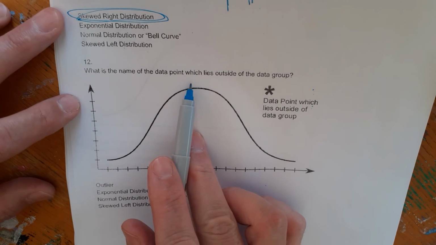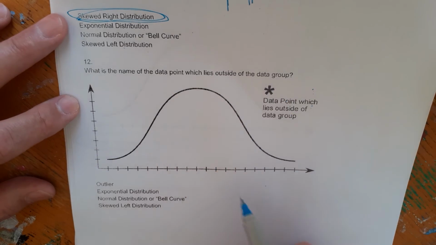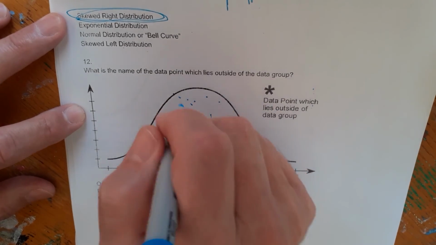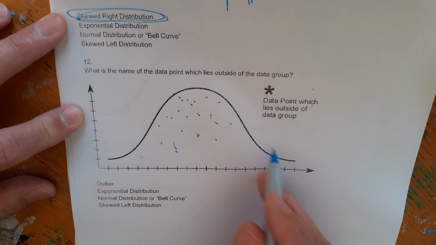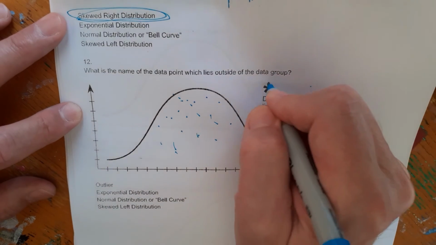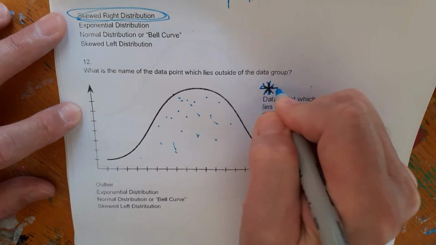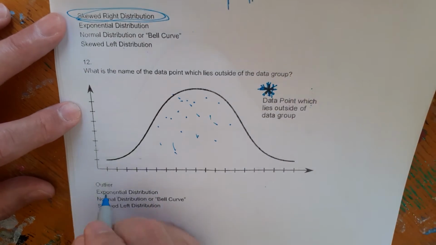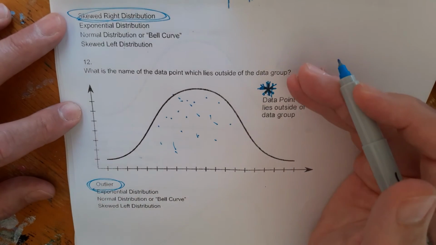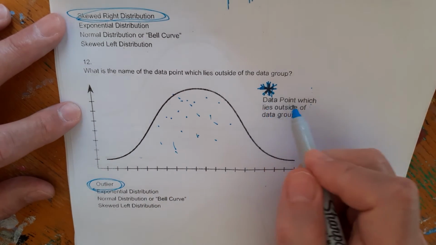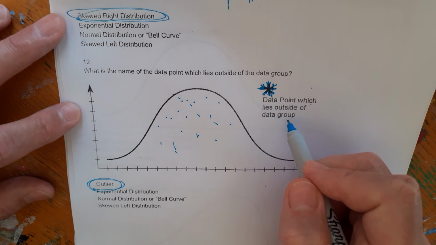Last one, what's the name of the data point which lies outside? So this is all of our data. Our data follows like this, they're all points, right? And all of them are aggregated here in the middle. This is a normal distribution. It's a bell curve or a bell-shaped curve of data. And then all of a sudden you have this point out here, right? This point is a famous point in statistics. It's called an outlier, right? Outlier. It's lying outside of the main group of data. This is an outlier. So it's a data point which lies outside of the data group.